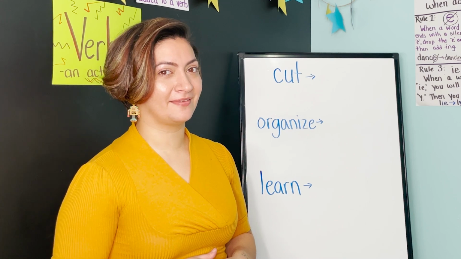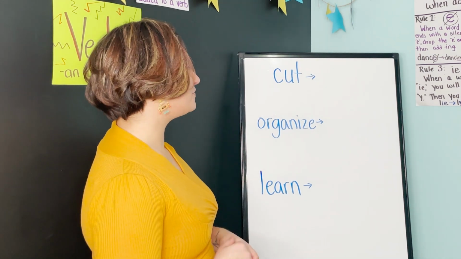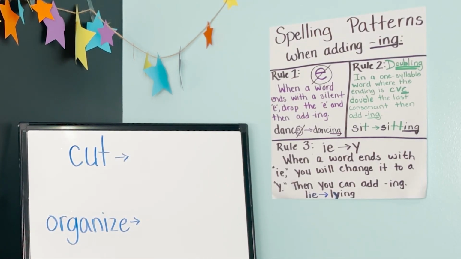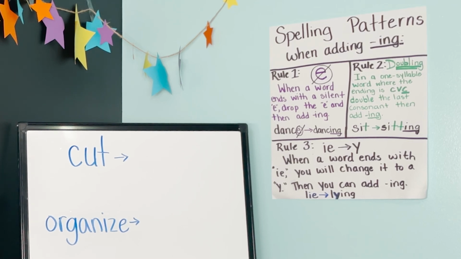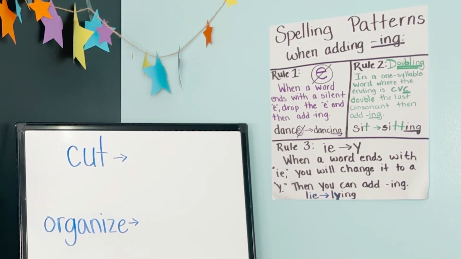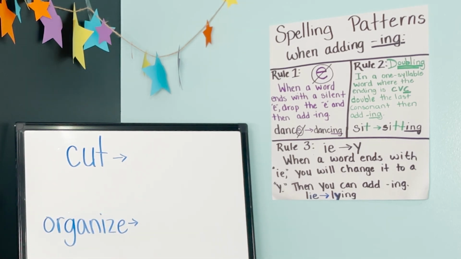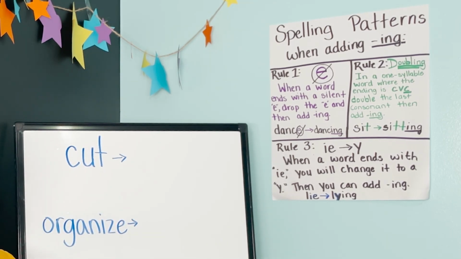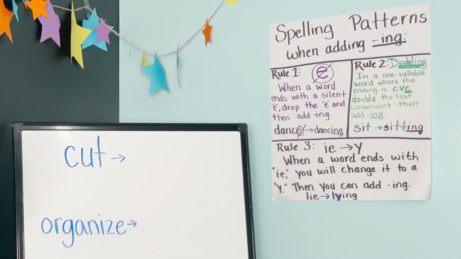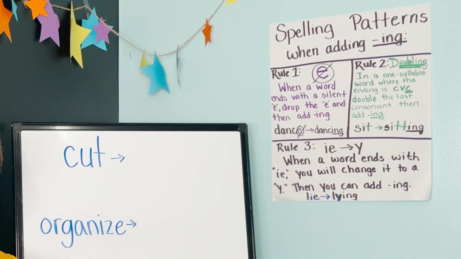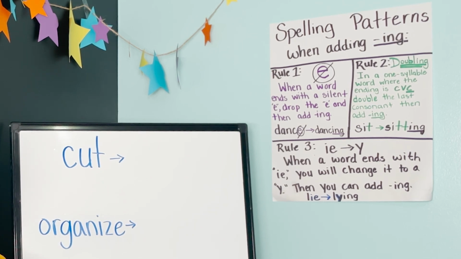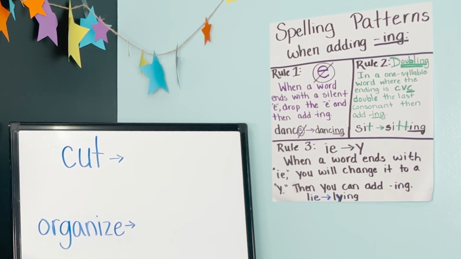All right? Okay, so our first word is cut. Go ahead and look at cut. Look at how it's spelled. Look at the spelling pattern that's there. And I want you to choose which rule applies to this word if you are going to be adding the suffix ing. We're going to change the word from cut to cutting. Once you know which rule applies, go ahead and try spelling it on your own.